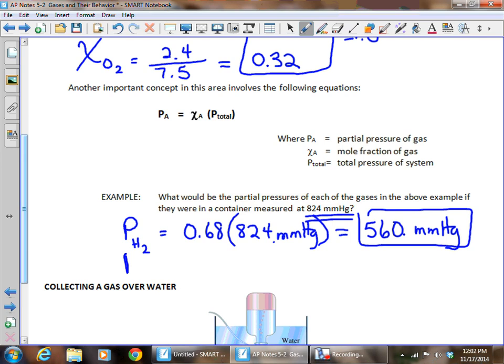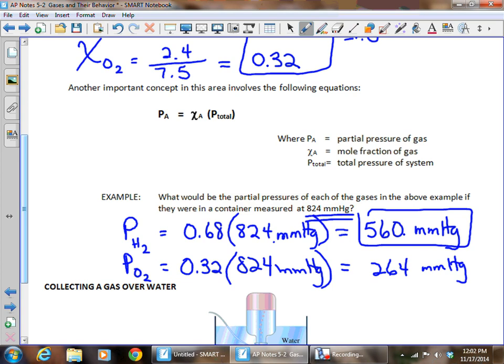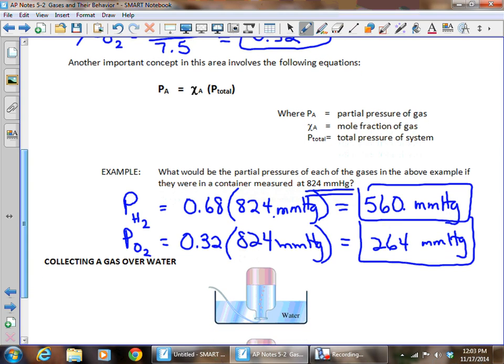For the partial pressure of our oxygen, we could get it a couple of ways. We could simply subtract the 560 from 824, or we can take the mole fraction of oxygen times the total, and we end up then with 264 millimeters of mercury for our partial pressure of oxygen. So added together, they should end up being 824, which they are, and that's just a quick way to see that relationship. If we know mole fraction and we know the total pressure, we can find the partial pressures of all those gases. And often we're only studying one of the gases and wanting information about it, so that's an important thing to be able to do.